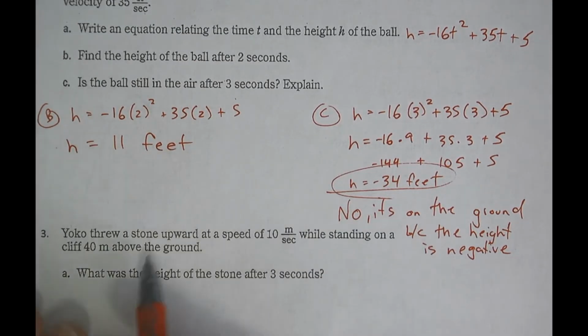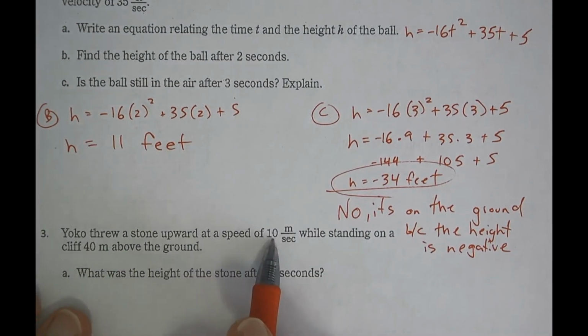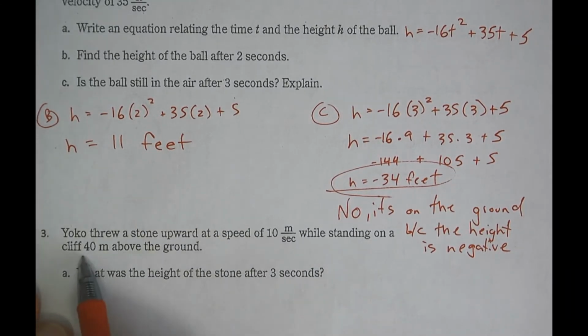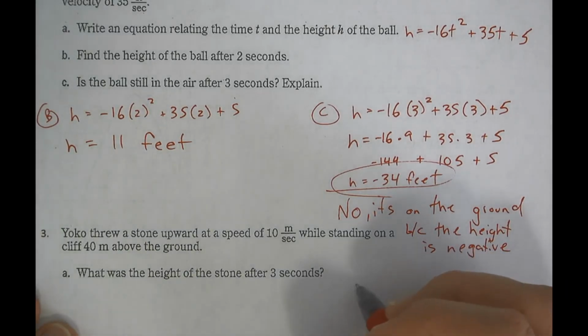All right, number 3. Speed of the stone being thrown is 10. So that goes in our middle part. Notice this is meters now. And it's standing on a cliff 40 meters above the ground. So we need to go ahead and write the equation first.